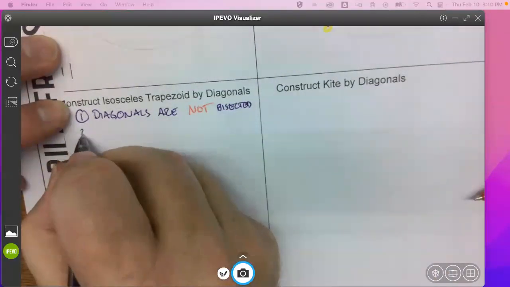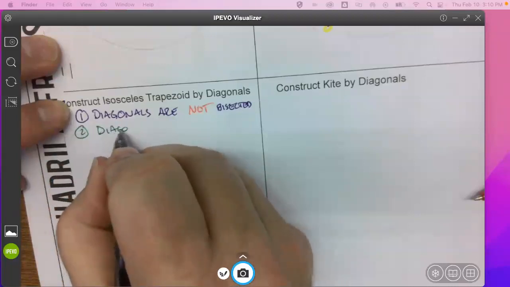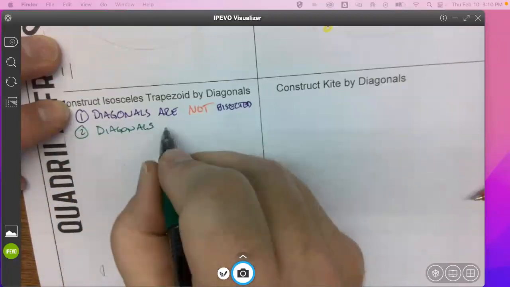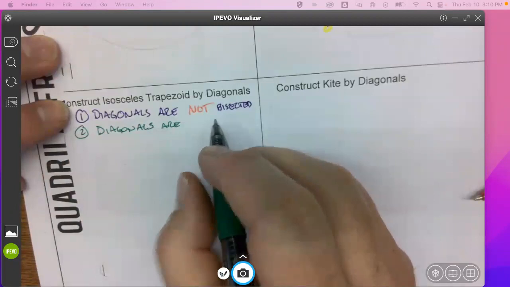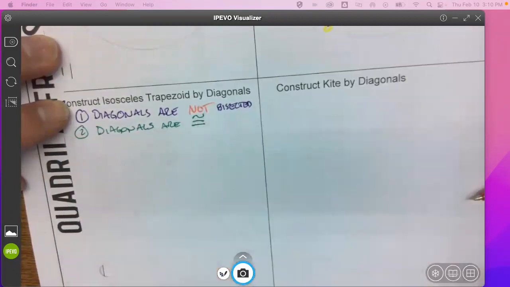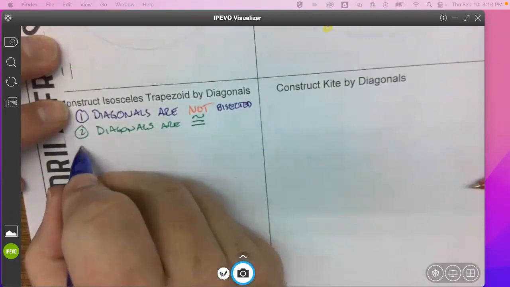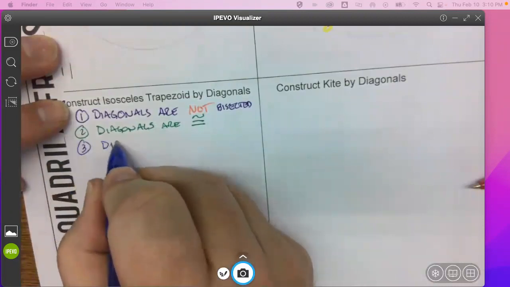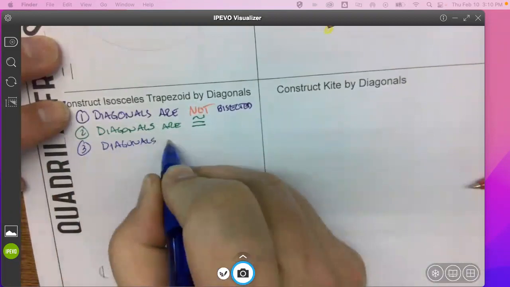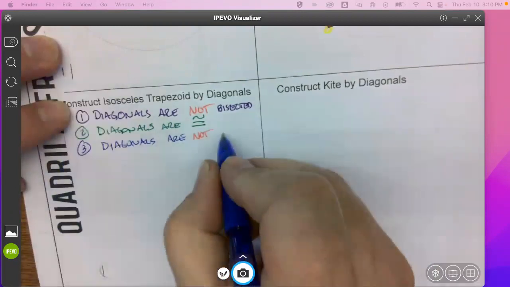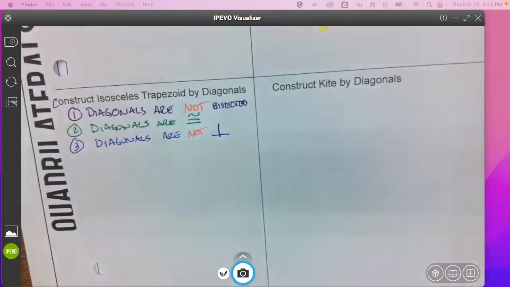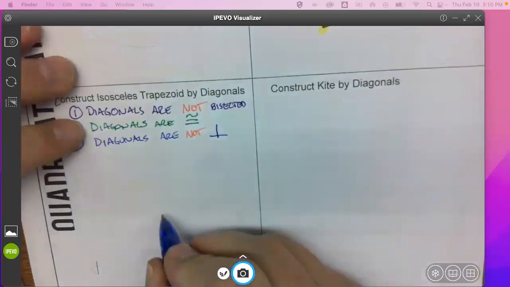Are the diagonals congruent? Check your note sheet. Are the diagonals congruent in my isosceles trapezoid? Yes. Are they perpendicular? Nope. So how do we do this? I still like the idea of the circles.